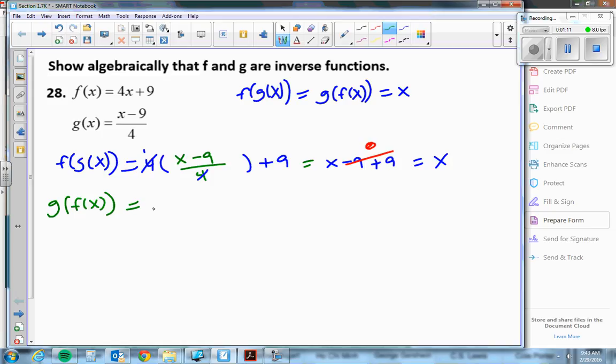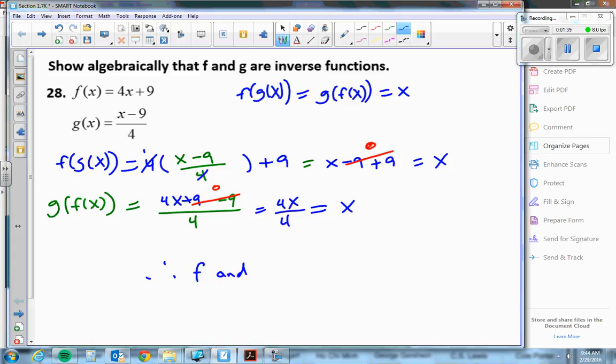Now going the other way, g looks like this, and then put f right there. And what happens first this time? The 9's zero out. Okay? You cannot just cancel the 4's as your first step there. And then after the 9's zero out, the 4's cancel out, and you're good. Because it did work out the same and worked out to x both ways, and you can say, therefore, f and g are inverses. Okay?